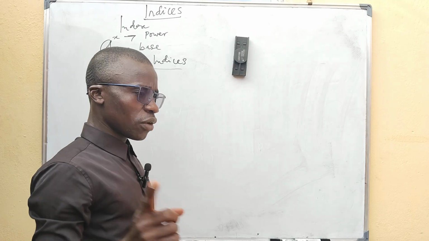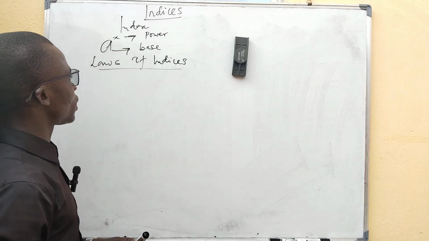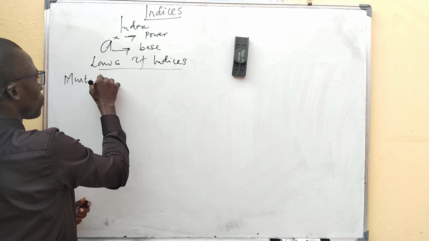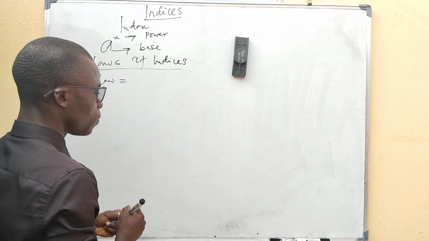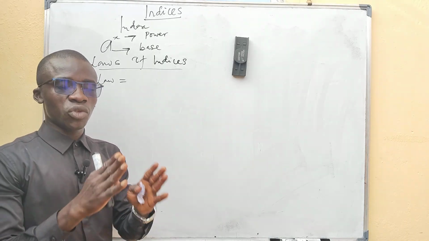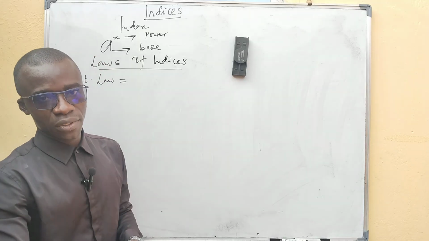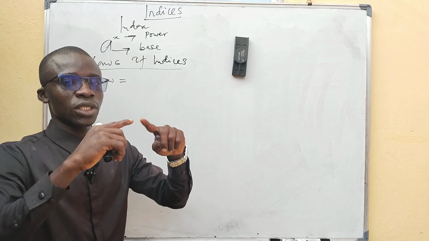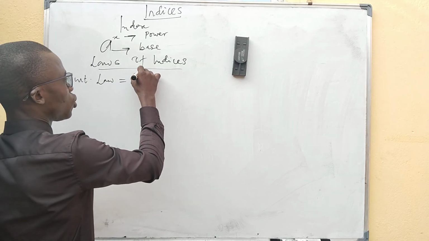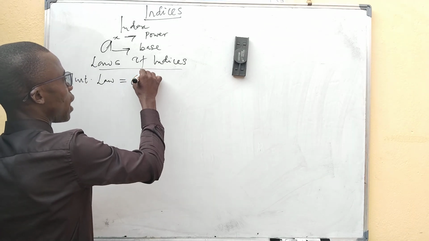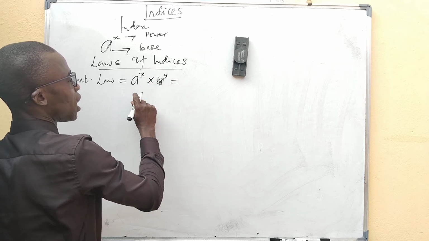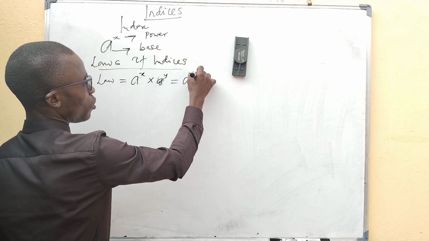Now, we start with the most popular one, the multiplication law. In the multiplication law, if two real numbers of the same base multiply, the powers will be added. That is the law of multiplication. Meaning, if I have a raised to power x multiplied by a raised to power y, that is a raised to power x plus y.